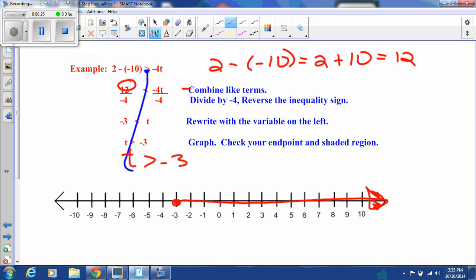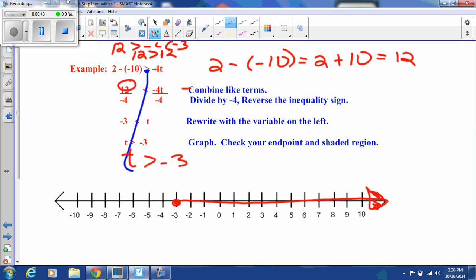So I have 2 minus a negative 10, which is 12. And that is greater than or equal, greater than negative 4 times negative 3. Negative 4 times negative 3 is 12. Sorry, you'll have to imagine that. 12. That means my endpoint checks.